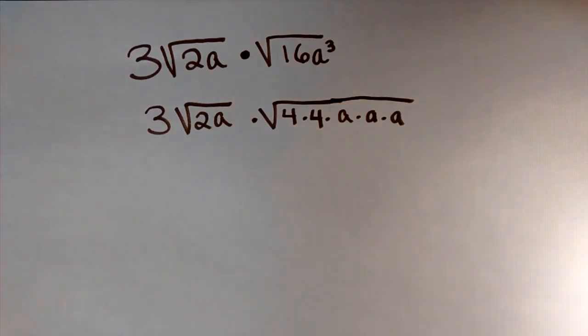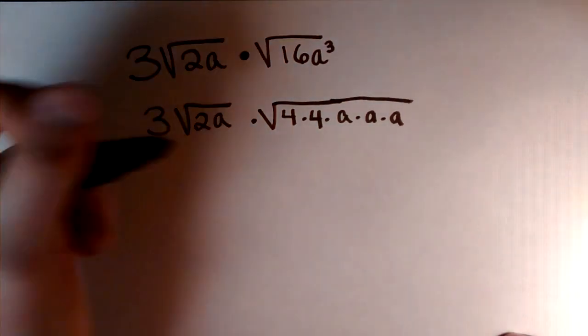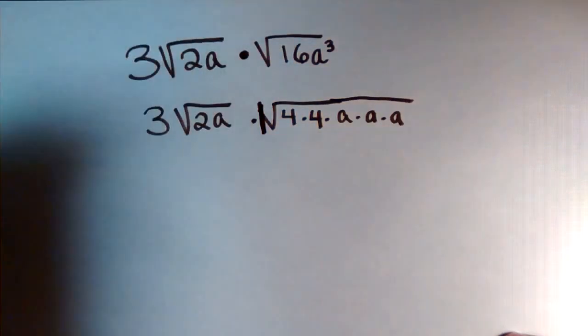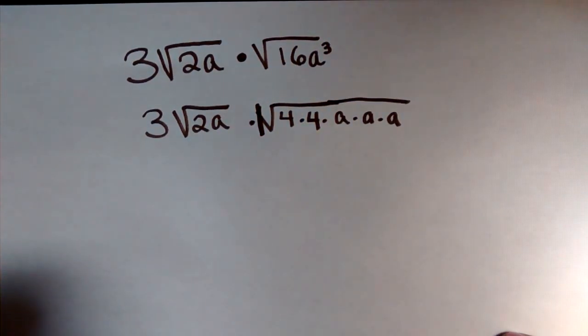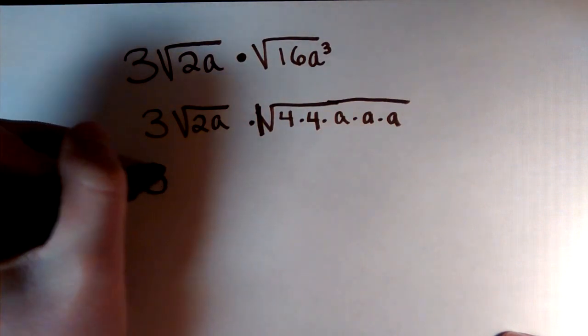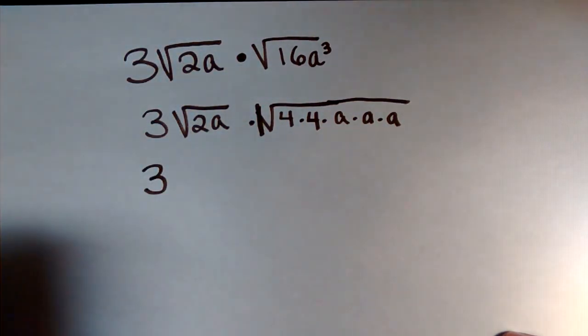So now we are going to do what we do when we multiply radicals. We're going to multiply the outsides first. Now don't forget there is an implied 1 out in front of the second radical. So we do 3 times 1, we get 3. Then we are going to multiply the insides.